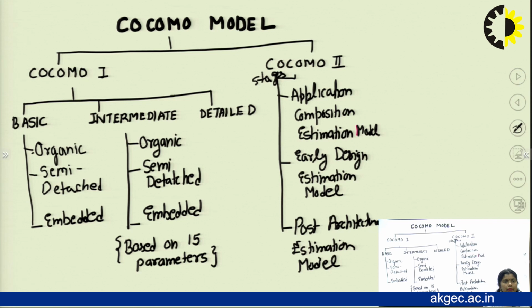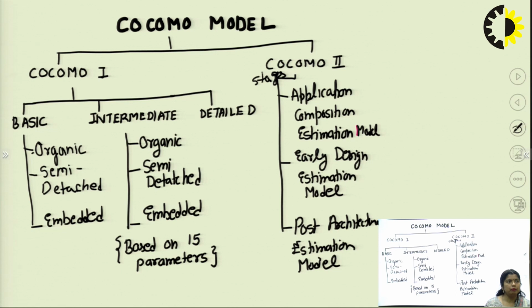In the embedded model, a large team is required, plus there should be innovation. In the organic and semi-detached models, there are no innovative techniques. All the well-known objectives are implemented in those models, but in the embedded model, an experienced team is not there, a less experienced team is there, and an innovative approach is taken.